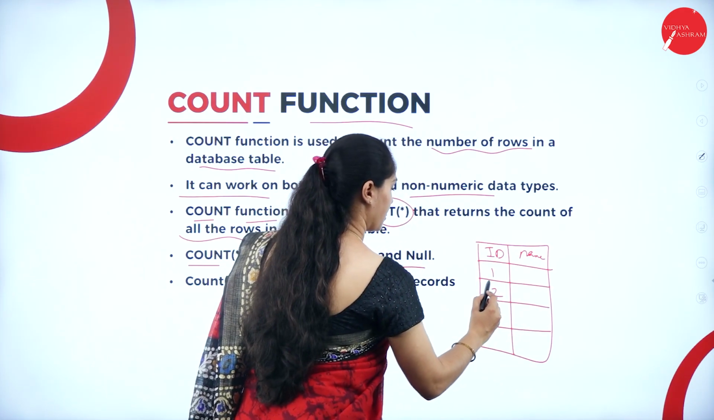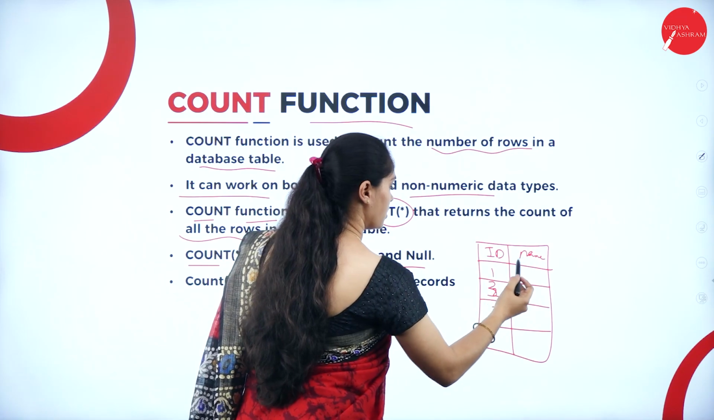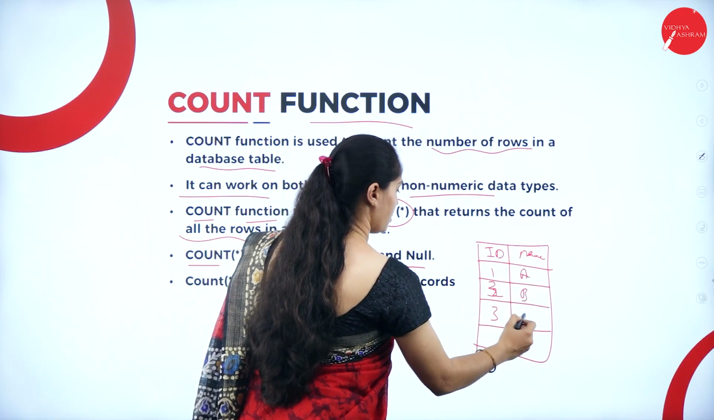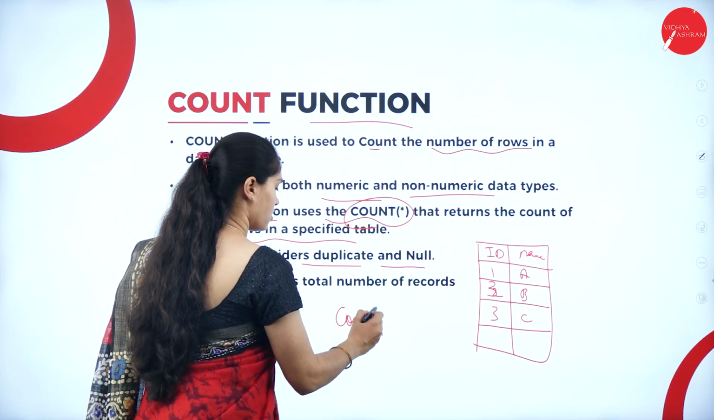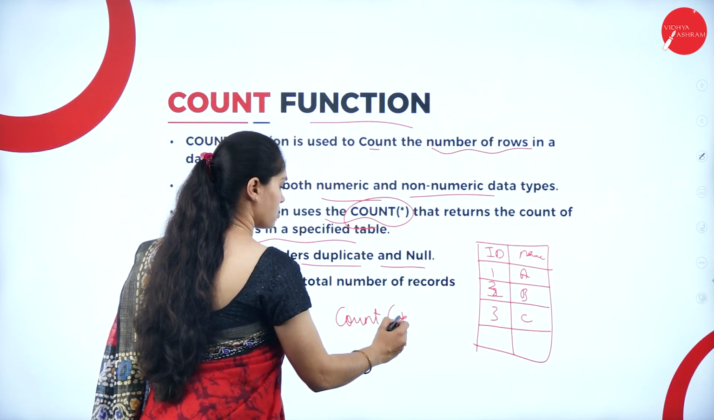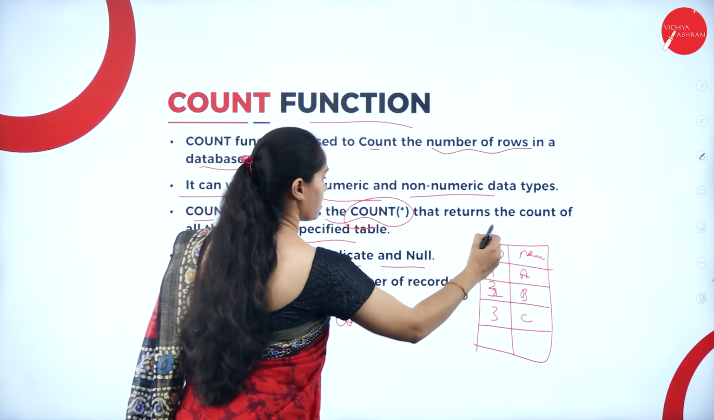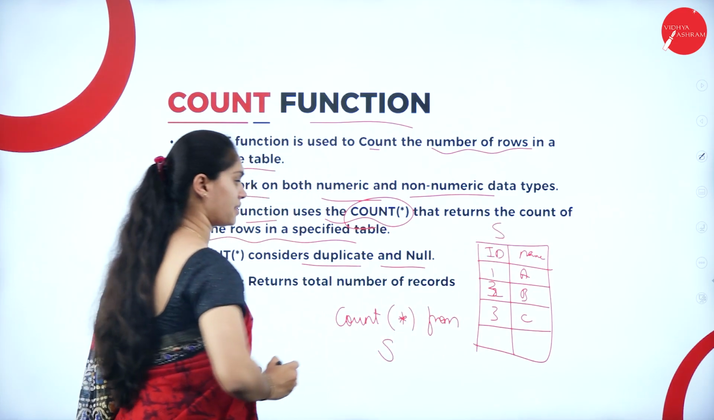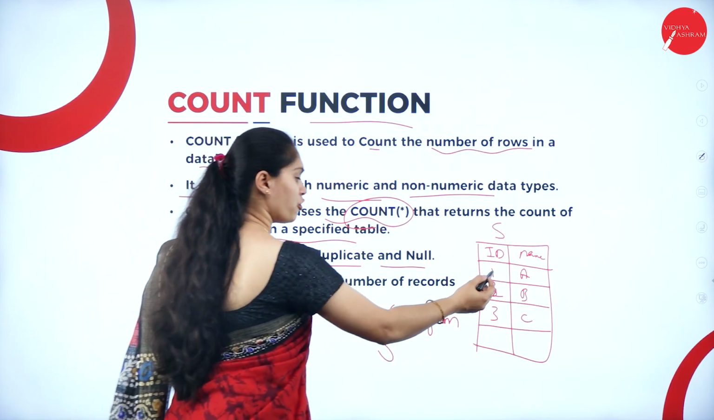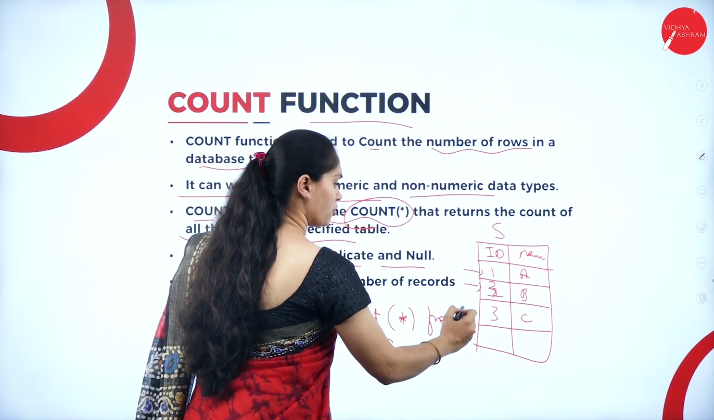Okay, and let me consider this as 3 itself, then name A, B, C. Okay, so if I am using count star from, at the time what will it return? 4. So here we have a duplicate data.